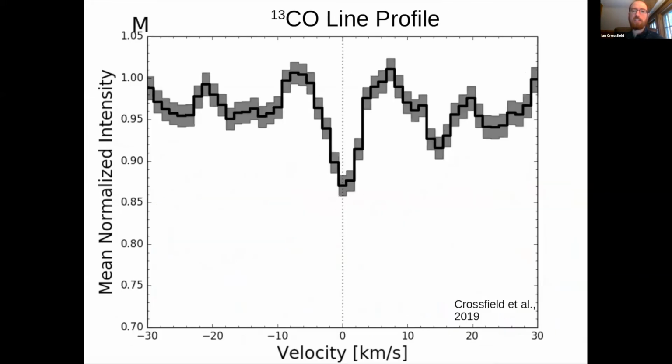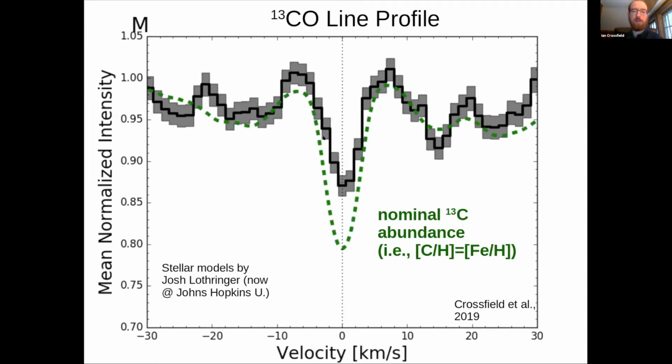And so when we do that, say for 13CO, which is shown here, you see a really nice line profile right at 0 relative velocity, right where all of these 13CO lines ought to be. And so we clearly detect this isotopologue in these M dwarfs. And we compared these to a number of model stellar spectra using the Phoenix code made by Josh Lothringer.